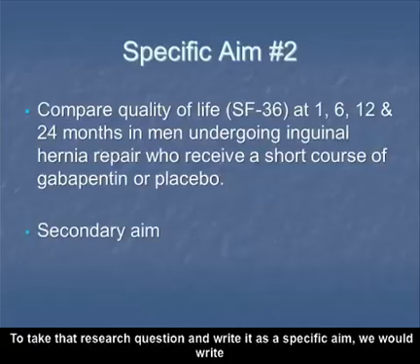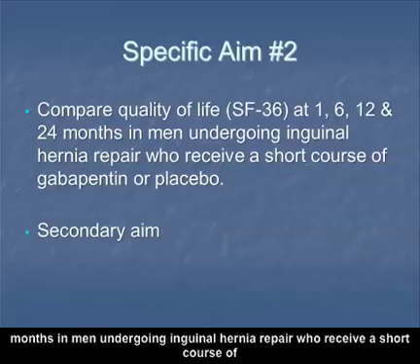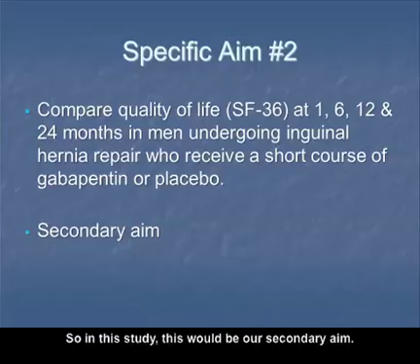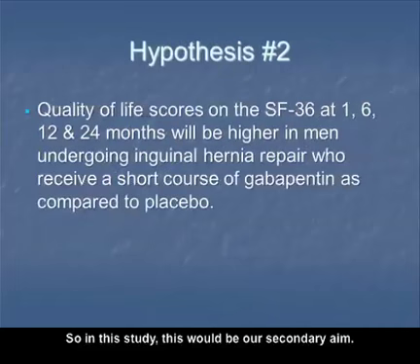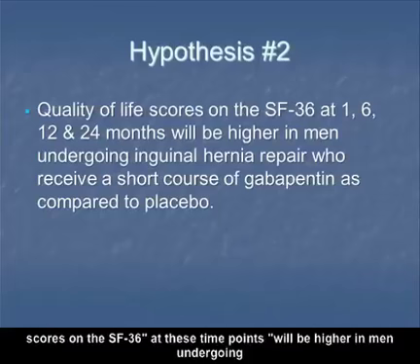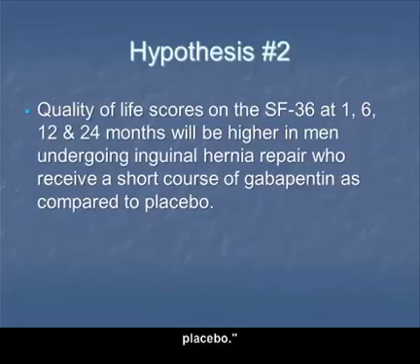And to take that research question and write it as a specific aim, we would write it as such: to compare quality of life using the SF-36 at 1, 6, 12, and 24 months in men undergoing inguinal hernia repair who receive a short course of gabapentin or placebo. So in this study, this would be our secondary aim. And if we wrote that as a hypothesis, we hypothesized that quality of life scores on the SF-36 at these time points will be higher in men undergoing inguinal hernia repair who receive a short course of gabapentin as compared to placebo.